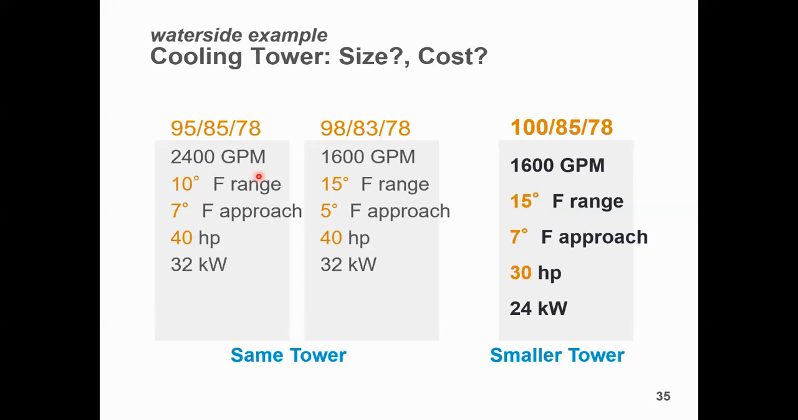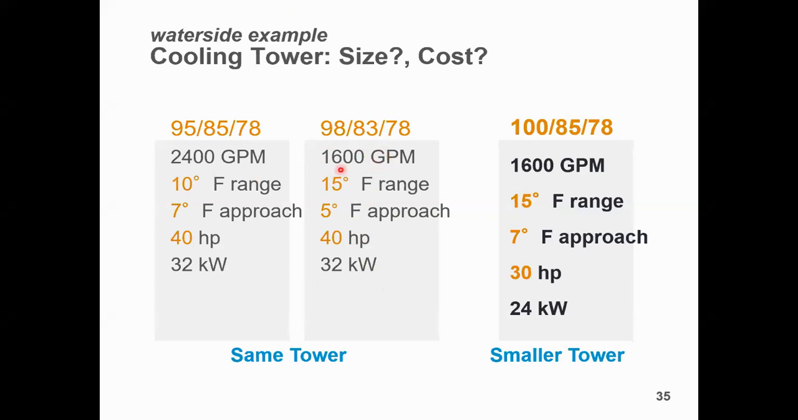Now we are seeing the same thing with 1600 GPM and 15 degree Fahrenheit range. We are increasing the range because we have discussed that this is the high delta T system. So we are increasing the delta T. What we are seeing is that the same cooling tower can deliver this performance with 1600 GPM. So with 1600 GPM and 15 degree Fahrenheit range, your cooling tower total heat rejection remains the same. So it is able to cater to the 800 TR requirement with the same power consumption of 32 kilowatt.